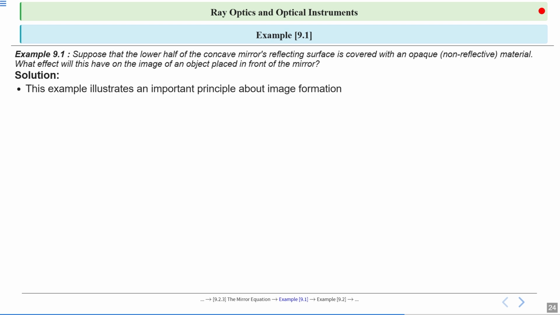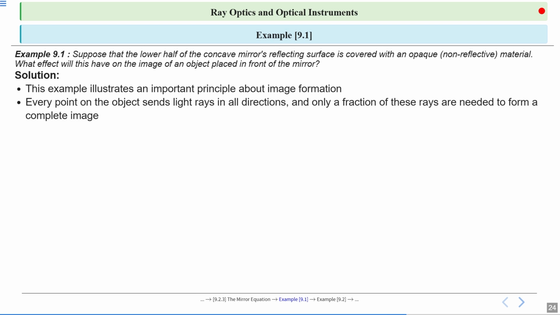So let's see. This example illustrates an important principle about image formation. Every point on the object sends light rays in all directions, and only a fraction of these rays are needed to form a complete image. Not all rays are needed to form an image. What are the other rays doing? They are making the image sharp. The number of rays reflecting and forming an image represents its sharpness, that is, how sharp the image is.